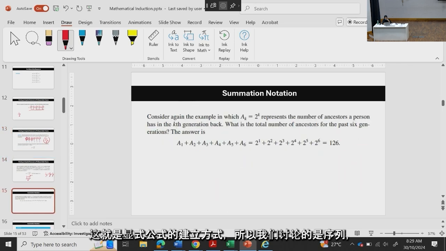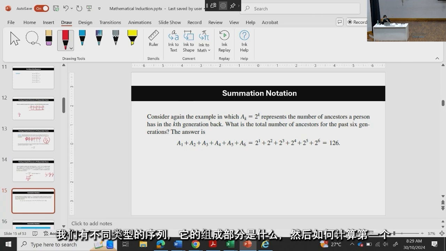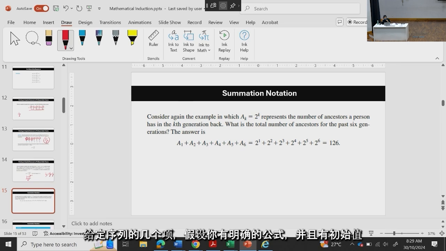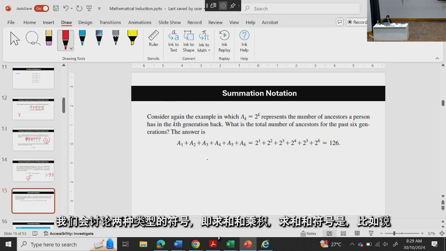So what we have covered is what a sequence is, the different types of sequences, what its components are, and then how to compute the first few terms of a given sequence, given that you have the explicit formula and the initial value or the smallest value, and then how to find an explicit formula for a given sequence. Then we will look at 2 types of notations, summation and product.